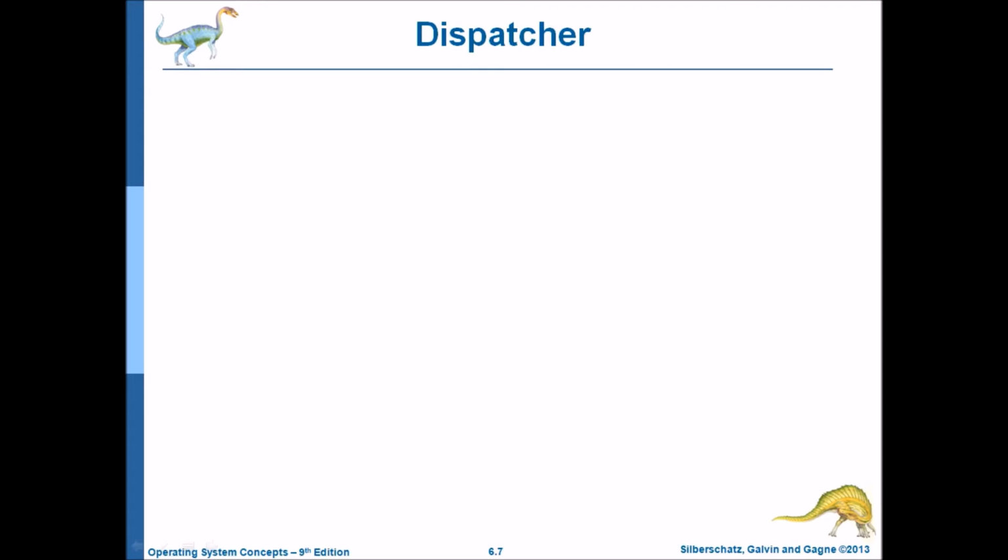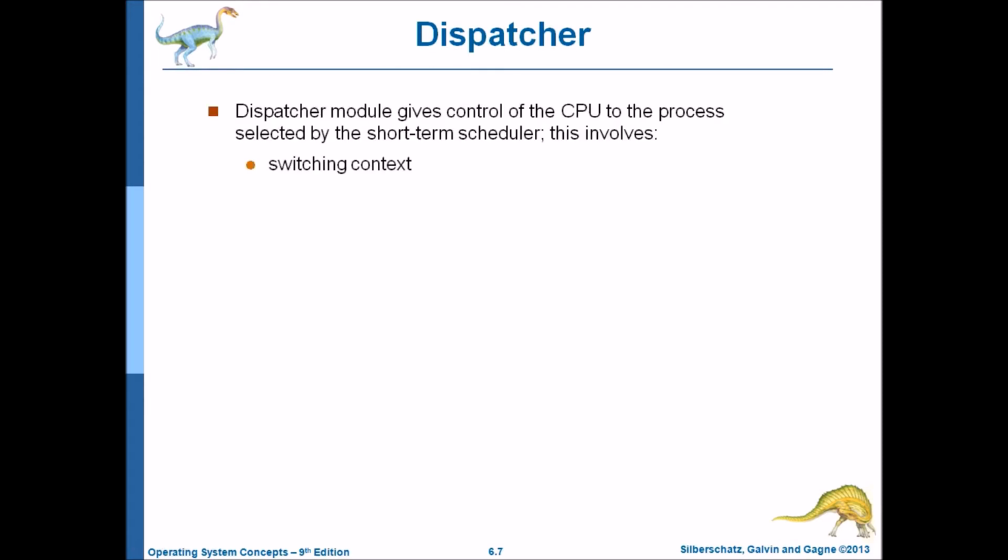So next we have the dispatcher. The dispatcher module gives control of the CPU to the process selected by the short-term scheduler or the CPU scheduler, which involves context switching.